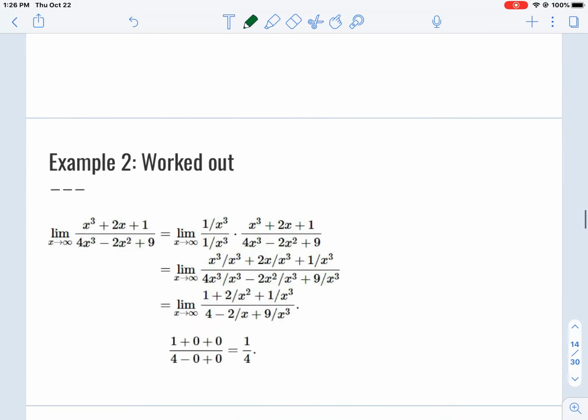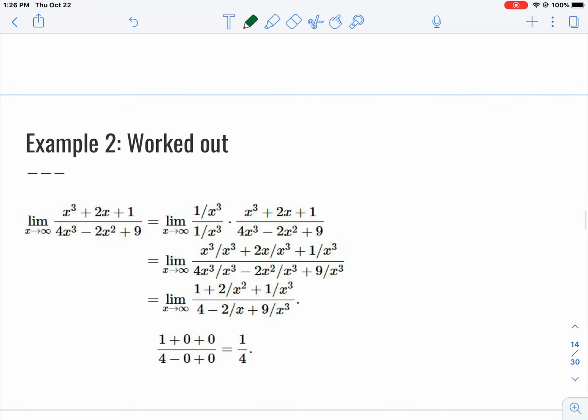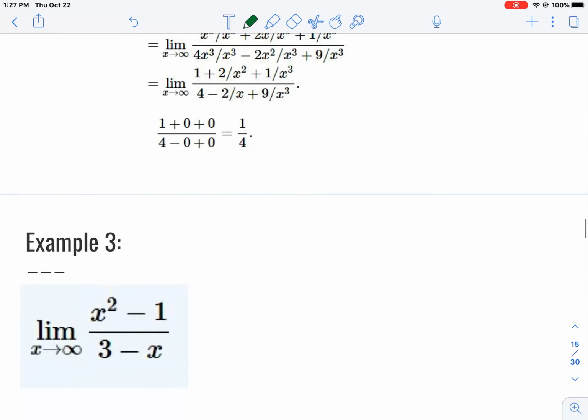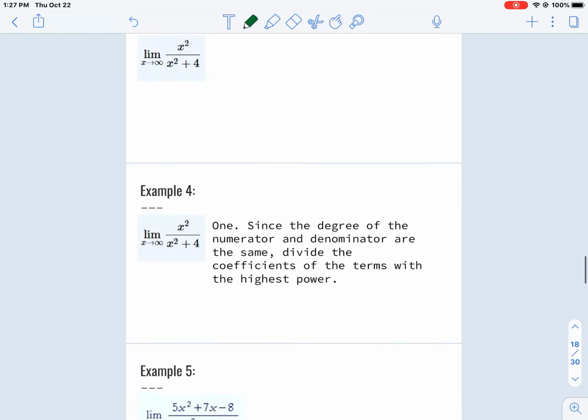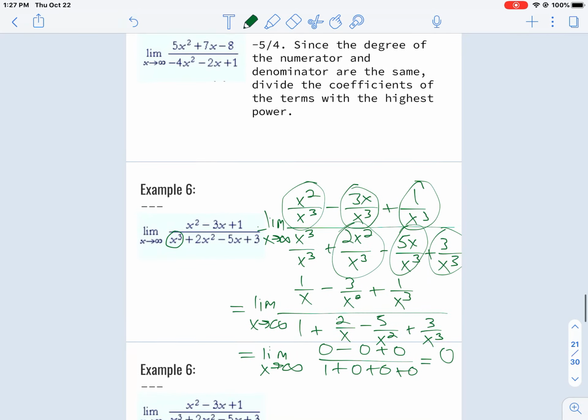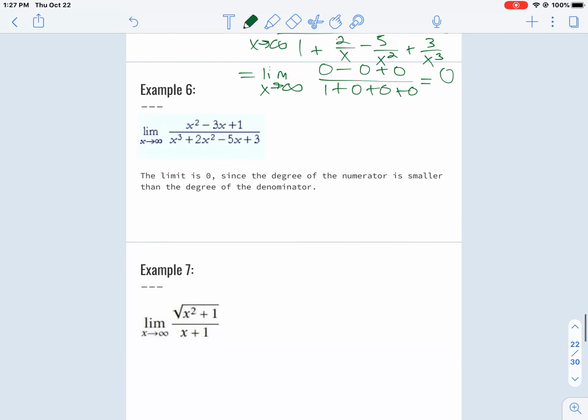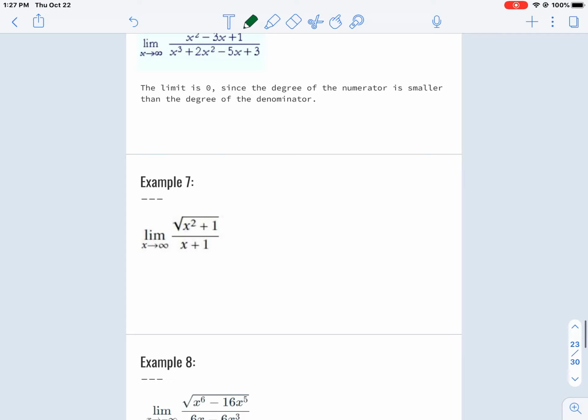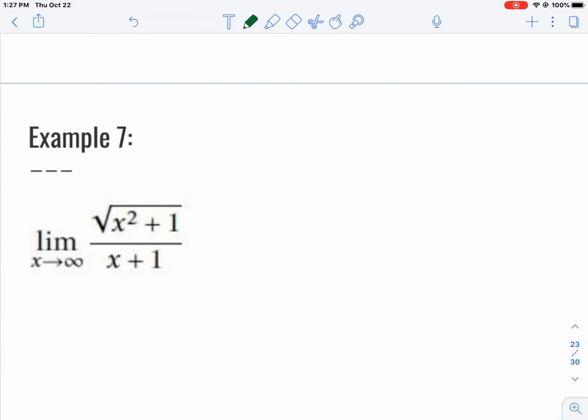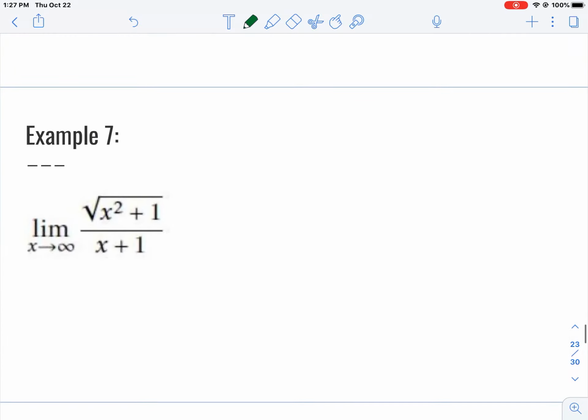There's another example up here, where we're dividing by x cubed in the top and x cubed in the bottom, and we get 1/4. You should know the answer right as you look at the problem, and the hard part will probably be showing how you got it. So let's take another one.